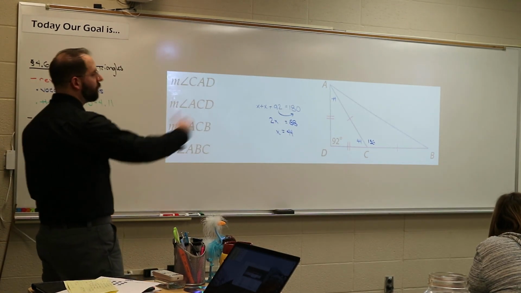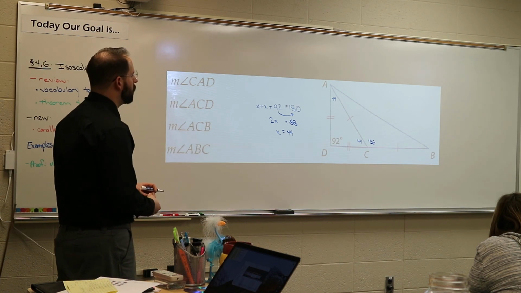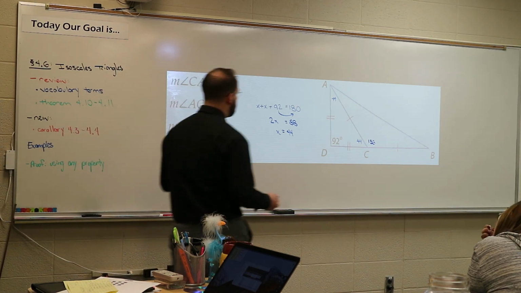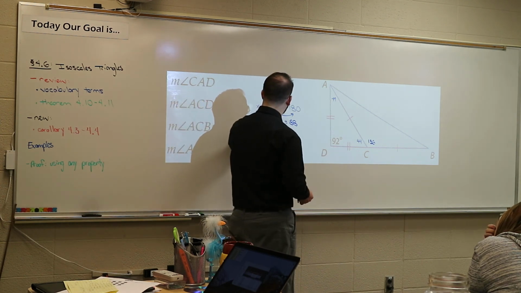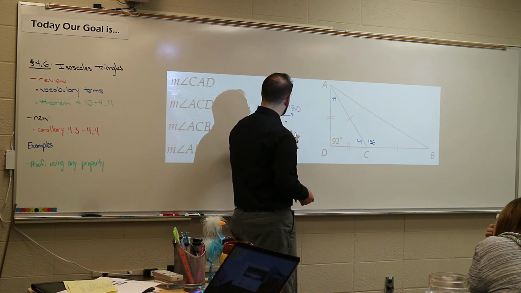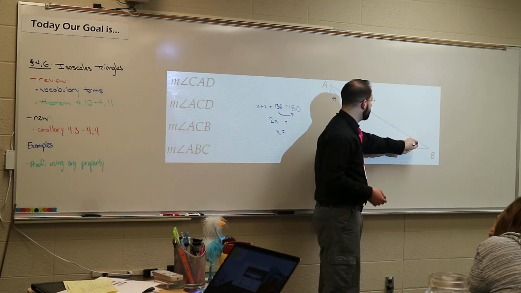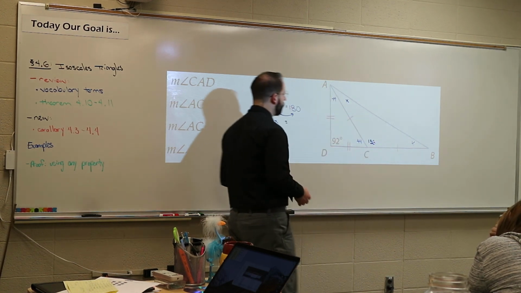And now you can find the other two, the ones in the far corners, because that's also an isosceles triangle, and you can do that math. The only difference would be putting 136 here now. You call these x's, because it's an isosceles triangle, and now you use the 136 instead.